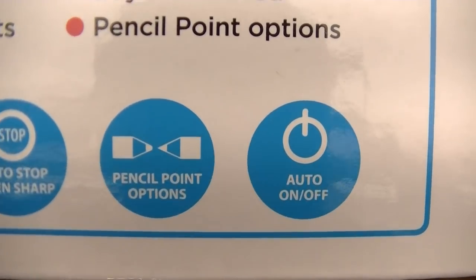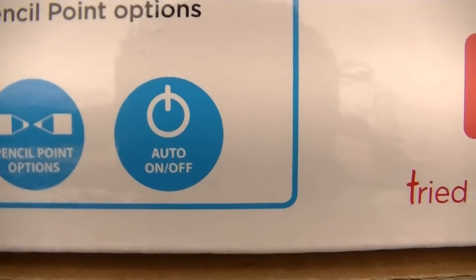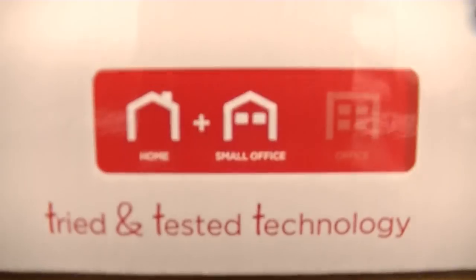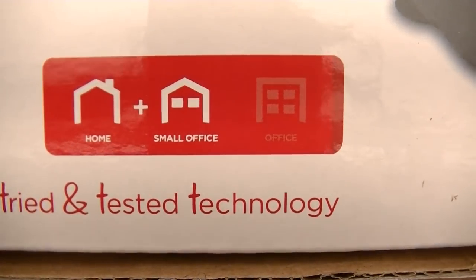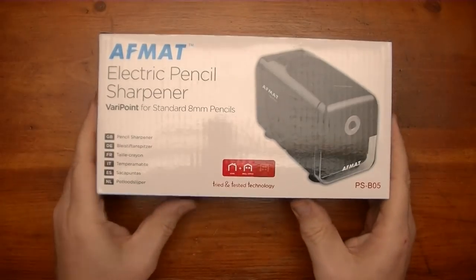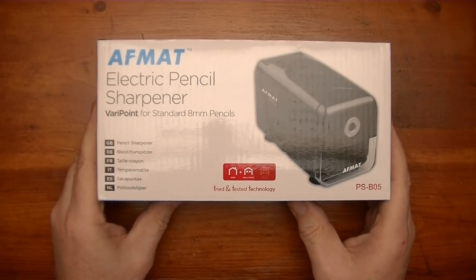Pencil point options. I guess there's two. There's blunt and not blunt, and there's auto on off. Tried and tested technology. What's that? Home plus small office equals what? We don't know. All right. Anyway, enough of that goofing around.